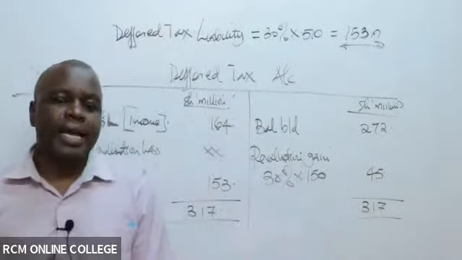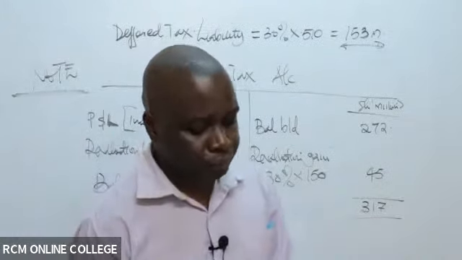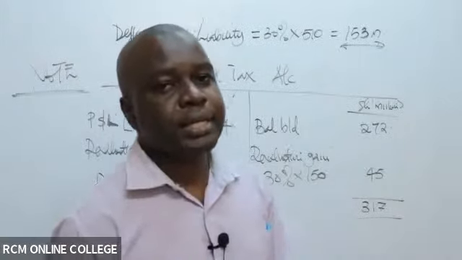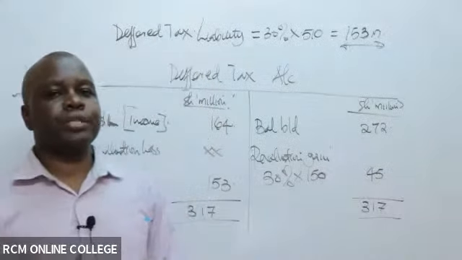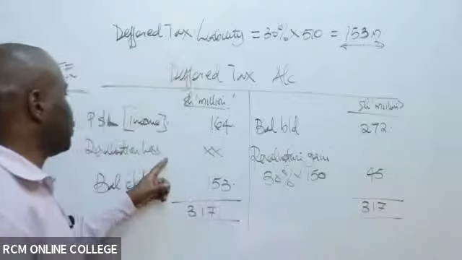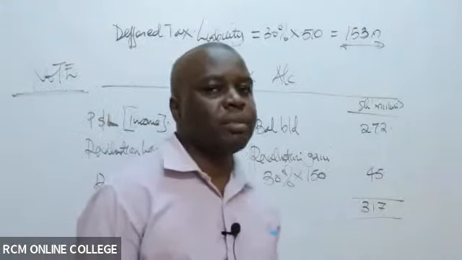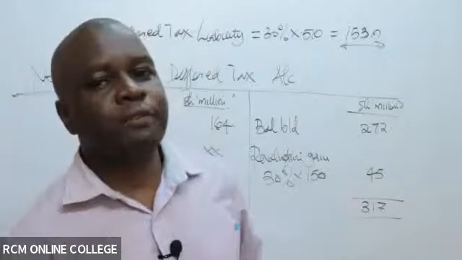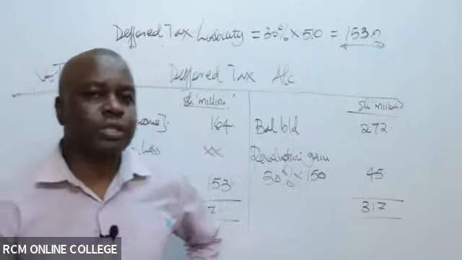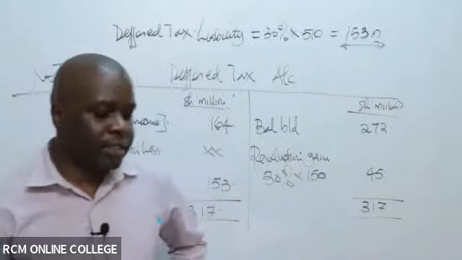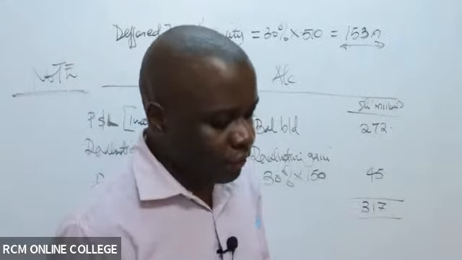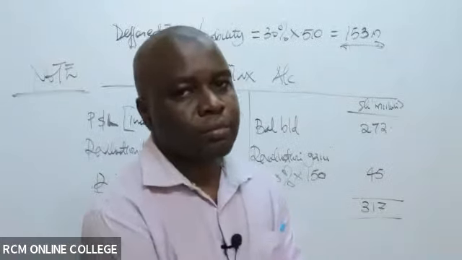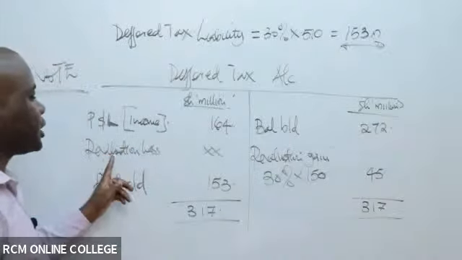Note number 2: any revaluation loss on an asset will be debited, it will come this side, will be debited in the deferred tax account with the deferred tax on the loss. So that is basically how you'll be able to treat any revaluation gain or loss you come across.